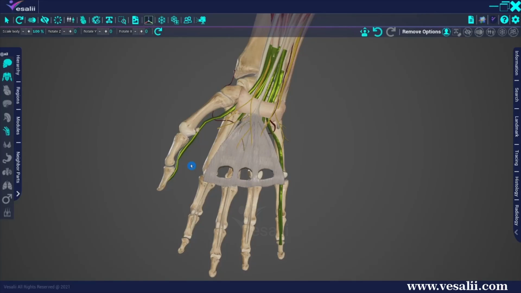Before learning the anatomy of the hand, it is important to know the arrangement of tendons, arteries, and nerves in the region of the wrist. In this video, we will explain the region of the wrist.